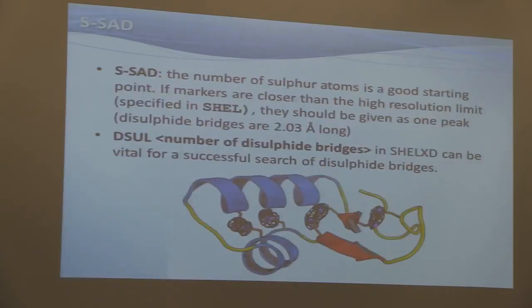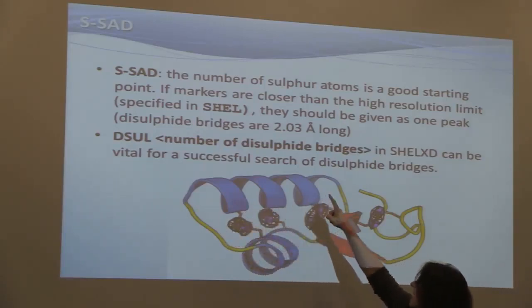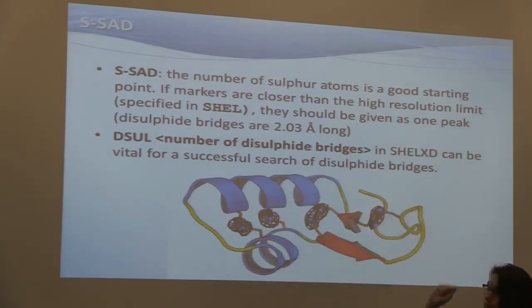And then there is sulfur SAD, and sulfur SAD is kind of a problem because the disulfide bridge is about 2 angstrom long. Now, if you have decided on a resolution cutoff of 3 angstrom, all your disulfide bridges will fuse into one. There are 2 sulfur atoms, and they will fuse into one blob, because at 3 angstrom resolution, you're definitely bigger than this 2 angstrom distance. So you need to search in this case for only one peak. And that peak will be slightly elongated, which you can specify with the keyword DSUL, which should have the number of disulfide bridges following it.